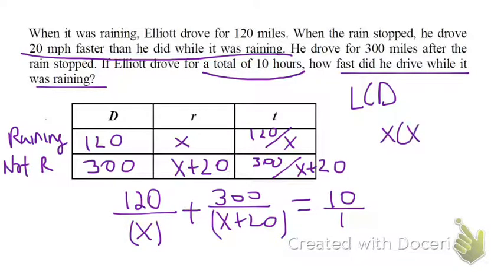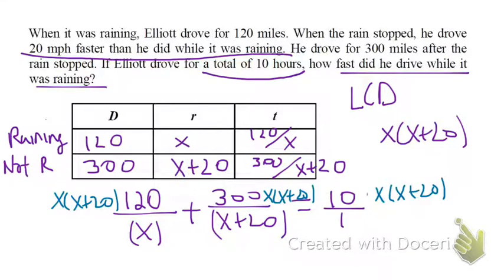X times X plus 20. You're going to have to use both of them. All right, and go back and multiply. Let's see what you get. So common denominator of X times X plus 20. So here in your first one, it is the X's that cancel.